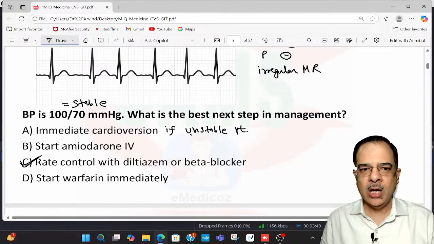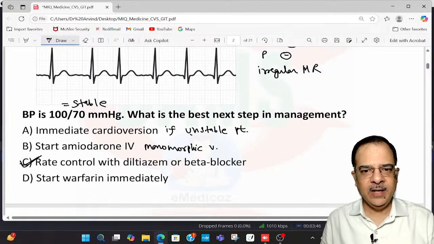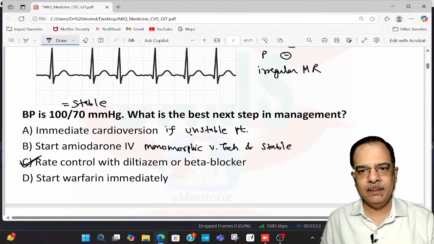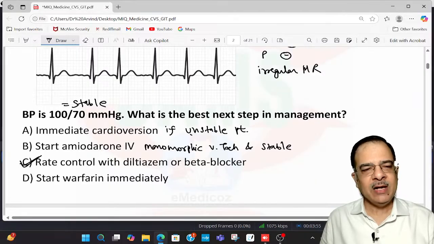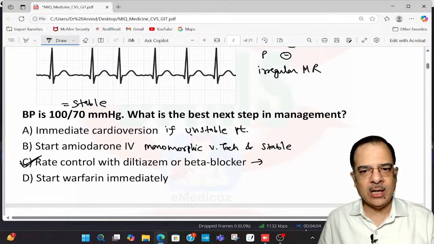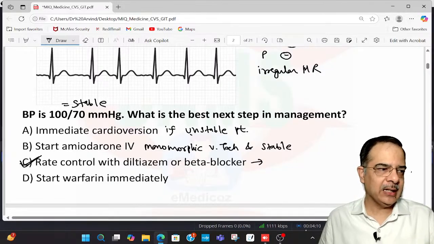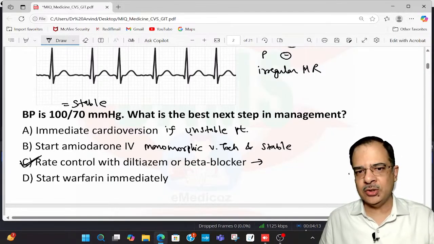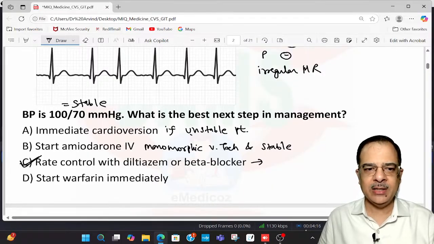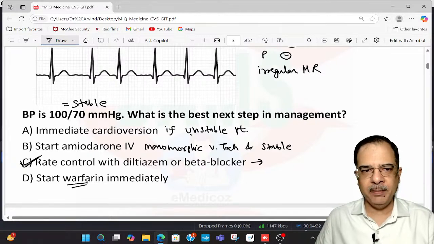Amiodarone is given for monomorphic VTach, and the patient is stable. Warfarin will be needed later on, but the first priority here will be rate control. After the rate control, we will go for the assessment of the CHA2DS2-VASc score. If the score comes out to be more than 2, then the patient will be started on warfarin treatment. But that is not a priority now. So rate control will be with diltiazem or a beta blocker.